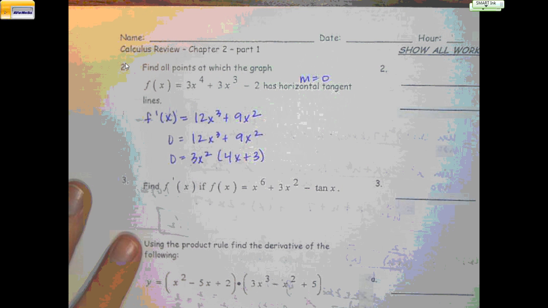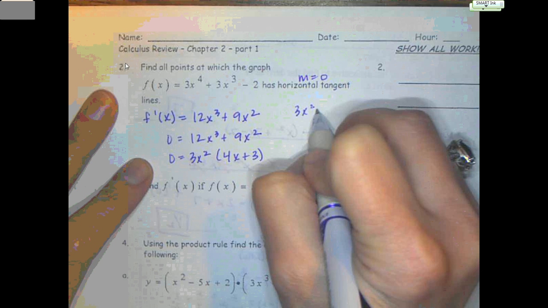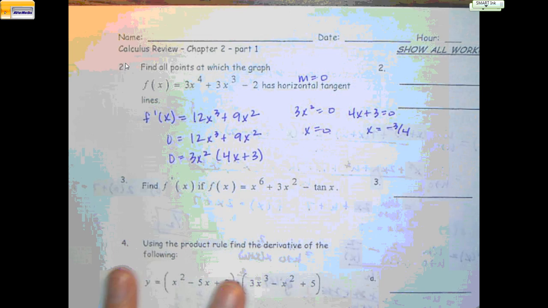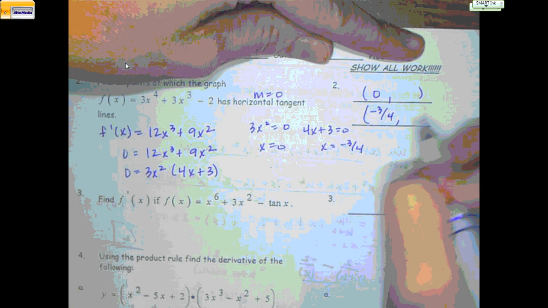Yeah, set them both equal to 0. So we have 3x squared equals 0, so x would be 0. And we have 4x plus 3 equal to 0, so x would be -3/4. So at 2 places, we're going to have a horizontal tangent line, where x is 0 and where x is -3/4. How do I get the y value?